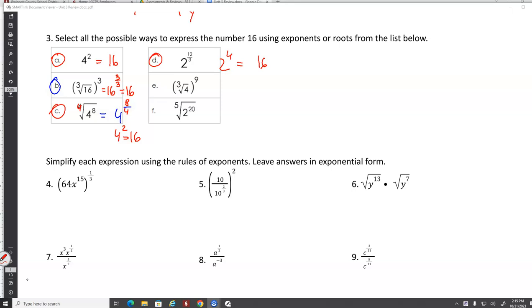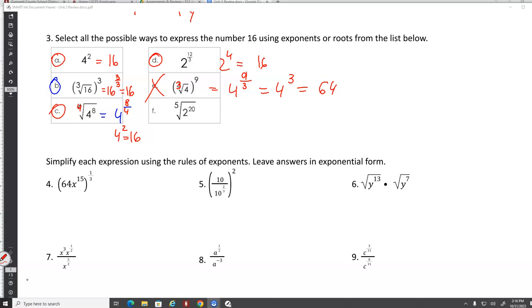Now E, if I rewrite that in exponential form, this is 4. Again, a fraction. 3 from the outside goes on the bottom. 9 goes on the top. If I simplify 9 and 3, that's going to give me 3. So 4 cubed, it's not 16. Okay, so E is not a correct answer.